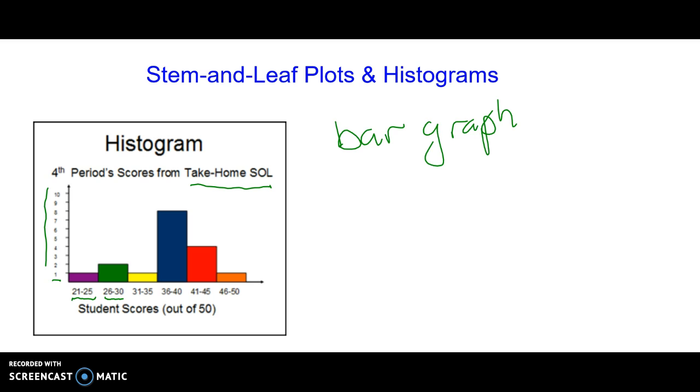So that's a histogram. Just like any other graph, you want to make note of the data that it's describing. This is 4th period scores from a take-home SOL test. The y-axis is always the number of items you're counting. The x-axis is always your intervals. So here we're looking at student scores out of 50, student scores from 21 to 25, 31 to 35, 46 to 50, etc. And you'll notice that each one of these intervals is exactly the same. 21, 22, 23, 24, 25. We're looking at 5 scores, 5 more scores, 26 to 30, 5 more scores, 31 to 35. Each one of those needs to be the same.